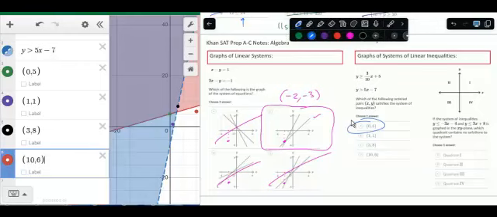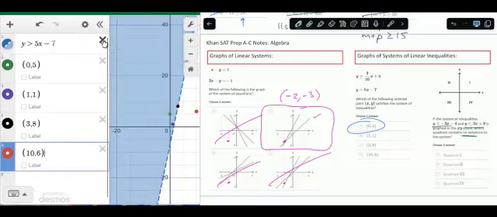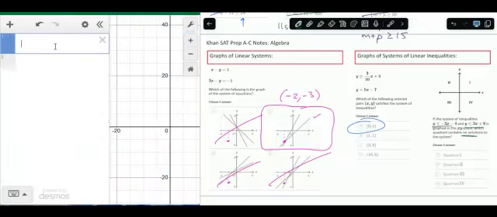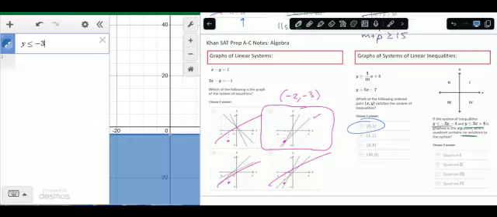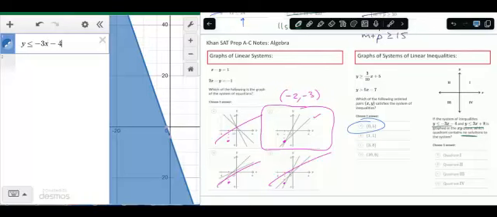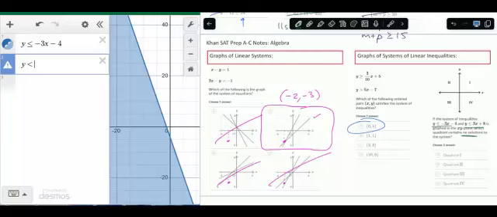And then the final question here asks us to find in which quadrant there will be no solution to this inequality. So we're going to look at the inequality as a system. If I type each one in, y is less than or equal to negative 3x minus 4. So there's my first inequality. The second one, y is less than or equal to 3x plus 8.